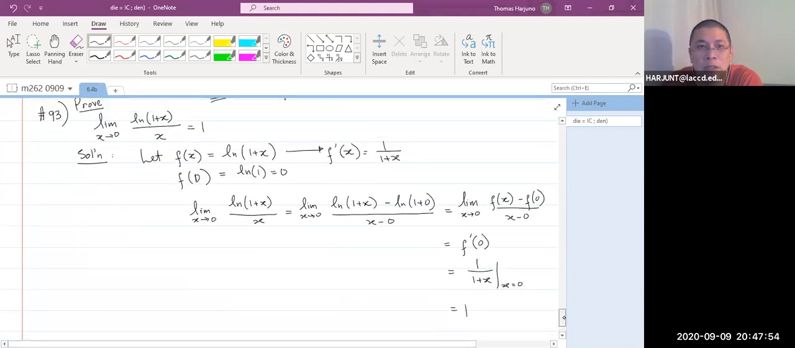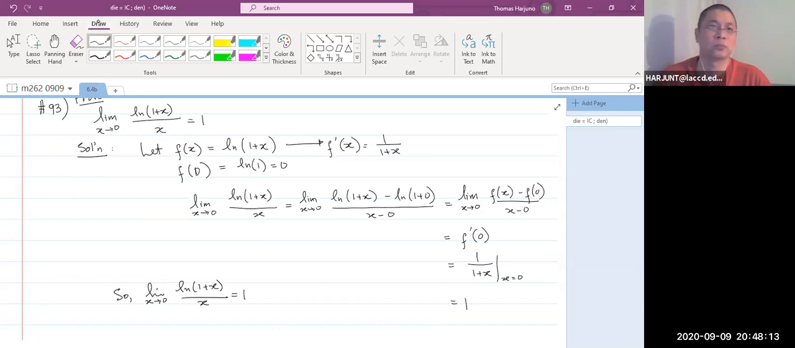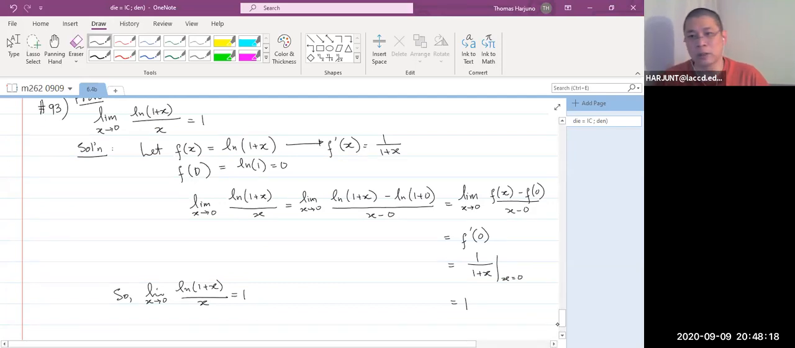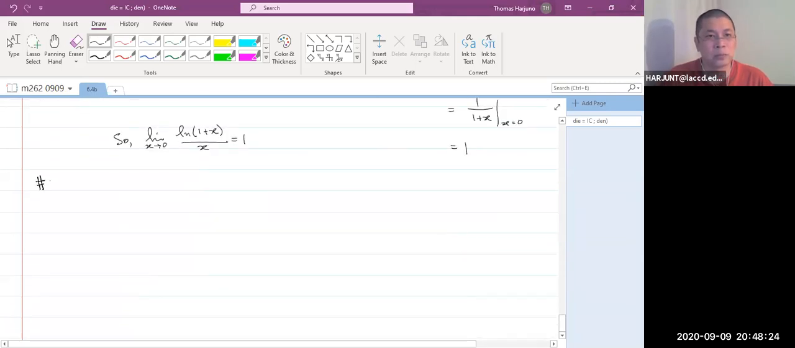Okay, so from there we see that we have proven that the limit as x approaches 0 of natural log of 1 plus x over x is equal to 1. That's for number 93. Now, how about number 94? If you can memorize number 94, that would be the best. It will save you a plenty of hassle in future.